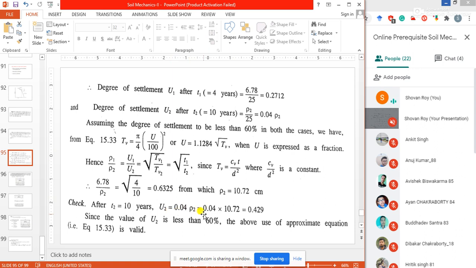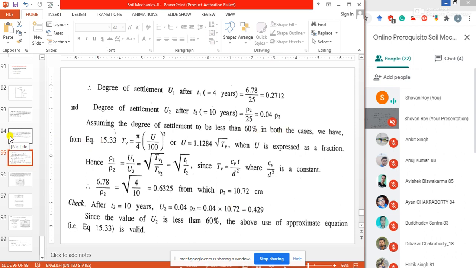Since the value of U is less than 60%, the above use of the approximate equation is valid. Normally this kind of method we can apply everywhere, no problem. You can assume the degree of settlement or degree of consolidation to be less than 60% everywhere, no problem. The solution is the matter.